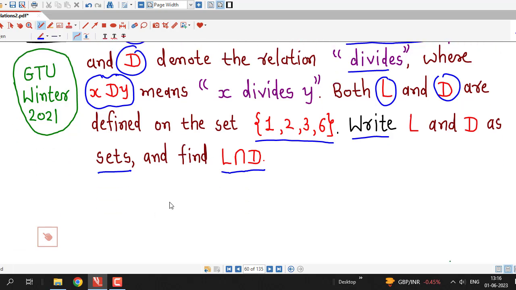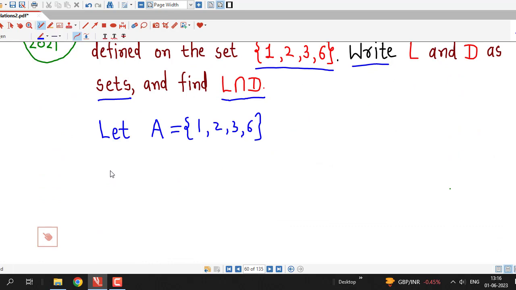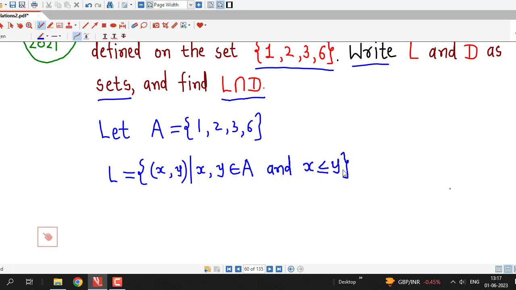So this is a very easy question. First we denote the given set by, say, capital A. A denotes this set {1, 2, 3, 6}, and first we write down the relation L, which is less than or equal to. So what is the meaning of this relation? This means we have to collect all those ordered pairs (x, y) such that x, y are elements of set A and x is less than or equal to y.